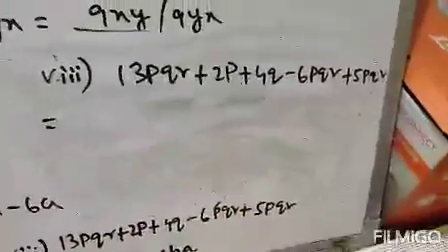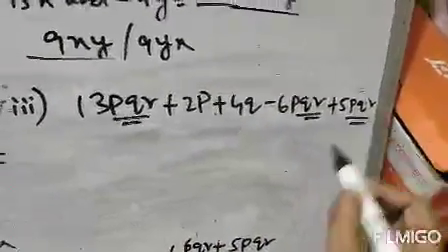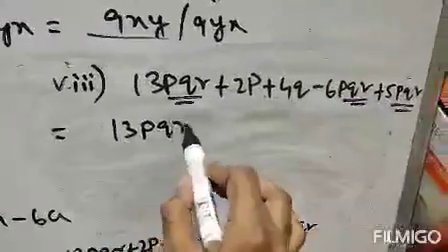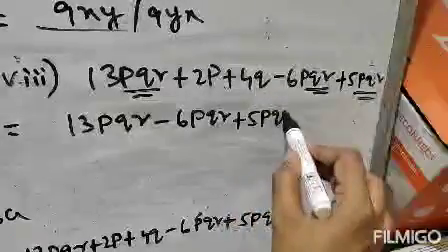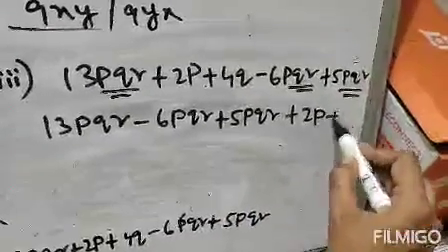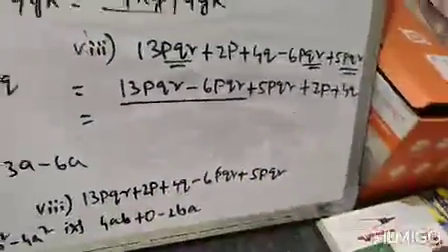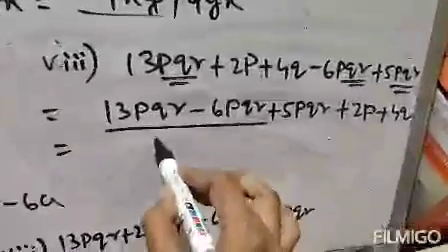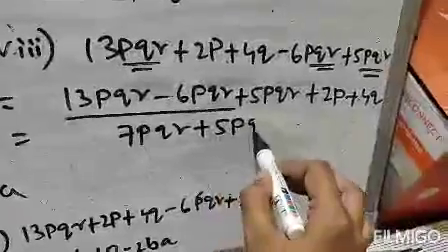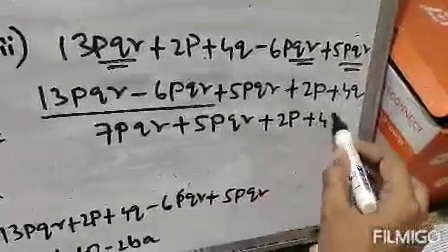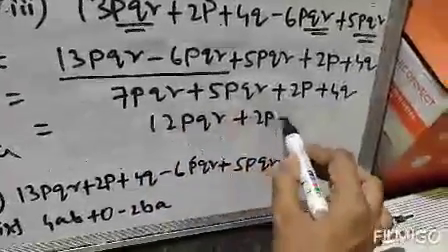So just first arrange the terms properly according to their coefficient. The coefficient is pqr, pqr, pqr. The coefficients are the same, so arrange these terms first: 13pqr minus 6pqr plus 5pqr, and write the remaining terms, that is 2p plus 4q. Now 13pqr, take two terms, 13 minus 6 is 7, so 7pqr, then write the remaining terms. Then 7 plus 5 is 12, so 12pqr plus 2p plus 4q.